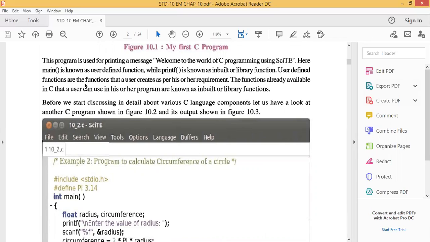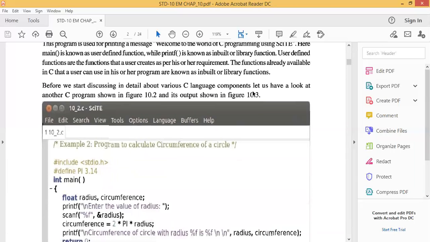User defined functions are the functions that a user creates as per his or her requirement. When required, we will write this function. The functions already available in C that a user can use in his or her program are known as inbuilt or library functions. That means functions are already created there. We just use them. Like in a book library, when we go there we can collect the book which we want. In the same way the functions are there. Whichever function we require, we will use that function.